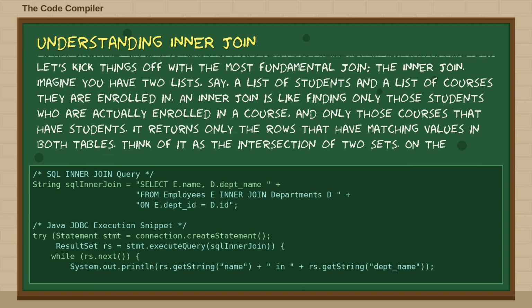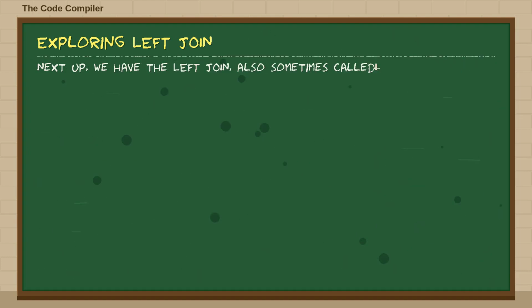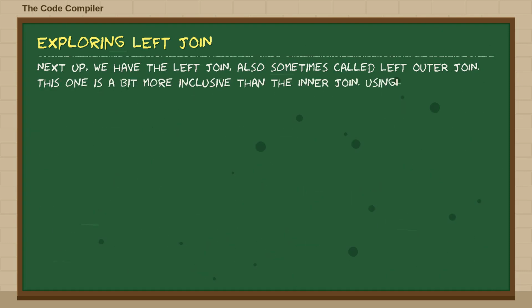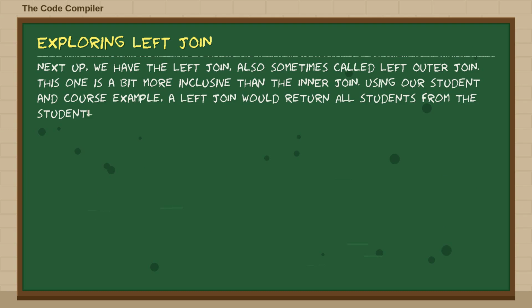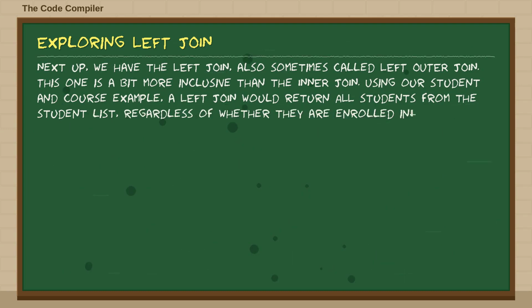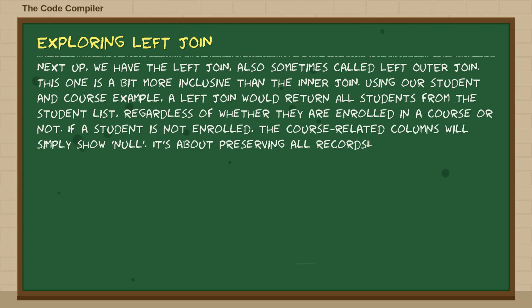process the results. Next up, we have the left join, also sometimes called left outer join. This one is a bit more inclusive than the inner join. Using our student and course example, a left join would return all students from the student list, regardless of whether they are enrolled in a course or not. If a student is not enrolled, the course-related columns will simply show null. It's about preserving all records from the left table and only bringing in matching records from the right table.